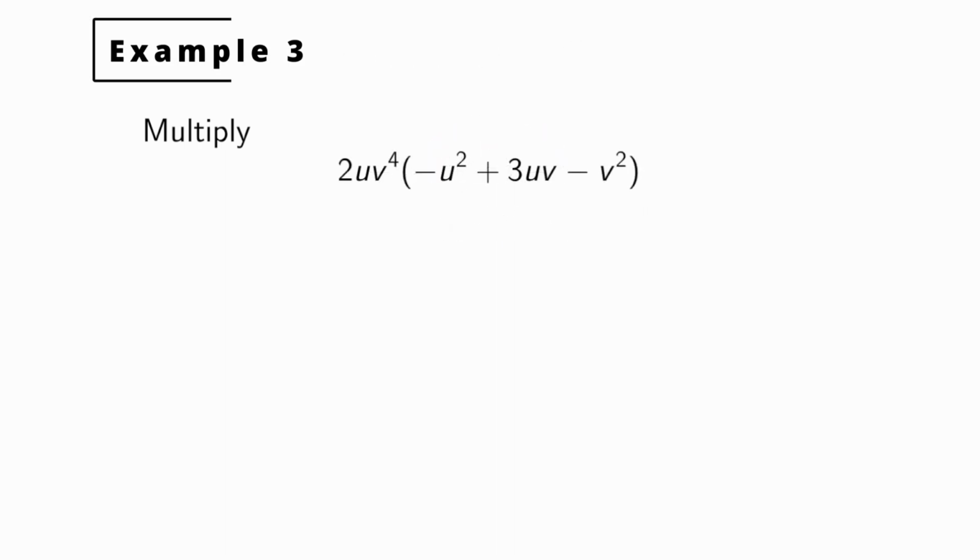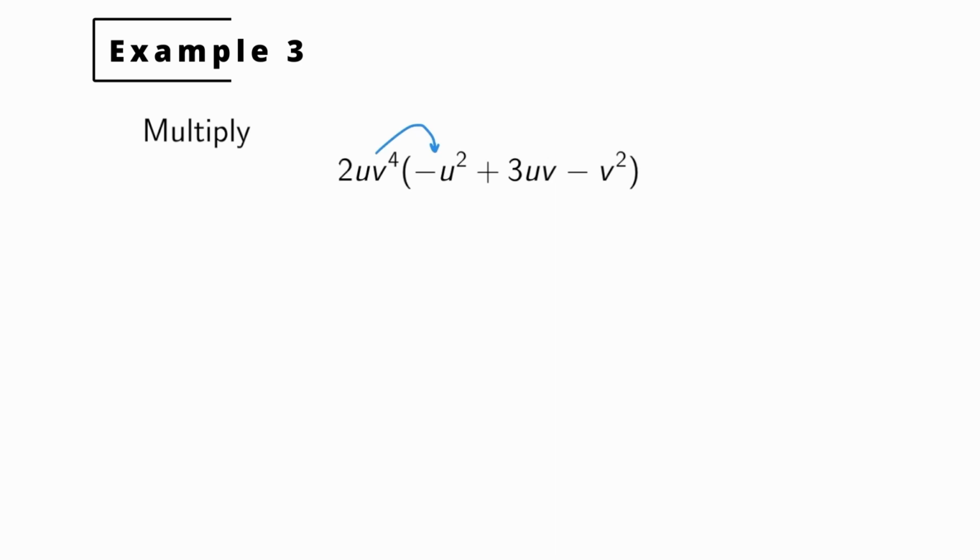Here's our final example. Again, we have this monomial times this polynomial, and the way we multiply it is by distributing the monomial to each term here. So I have to multiply this guy, 2uv to the 4th, times each of the terms in there. Okay, so first we'll do this one. So 2uv to the 4th times negative u squared.